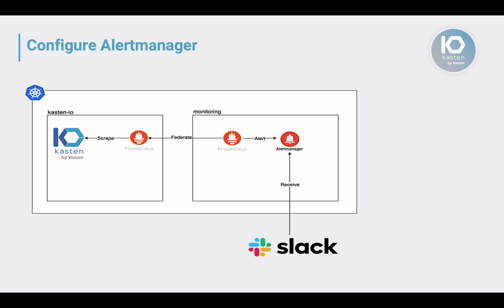Once that's done, we'll create a Prometheus and AlertManager rule to make sure that they're configured properly. And the last thing is we'll go through a scenario to ensure that it works as expected. So let's dive right in.